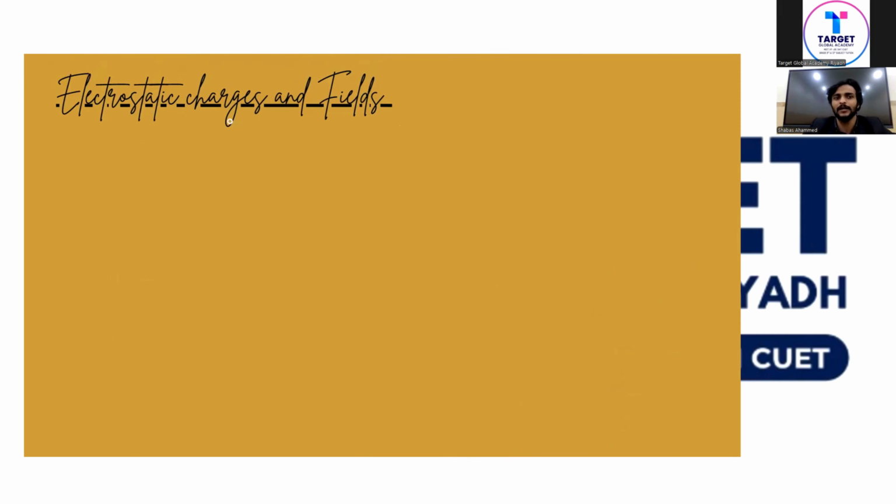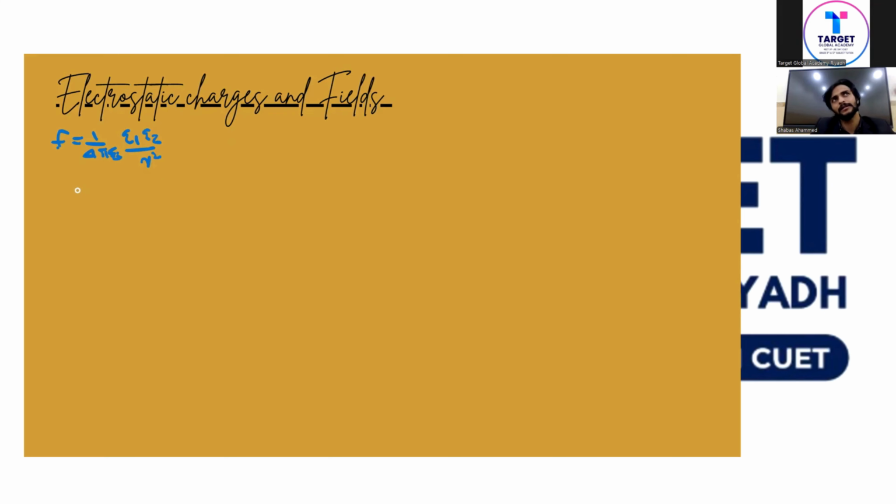First I'm going to make a formula chart for electrostatic charges and fields, the first chapter. Okay, so only the equations. The formula chart means only the equations, not writing any theory. So the first equation in this chapter is Coulomb's law: the electrostatic force F is equal to 1 by 4 pi epsilon 0 into Q1 Q2 upon R square.